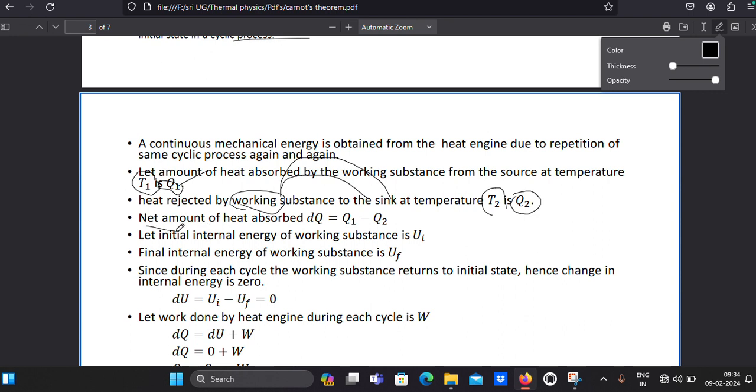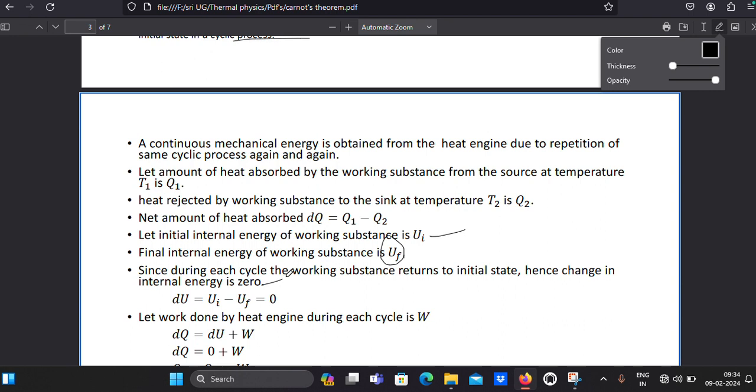Net amount of heat absorbed, dQ, is equal to Q1 minus Q2. So how much it takes from the source and how much it gives to the sink, if you take their difference, it gives the net amount of heat. Let the initial internal energy of the working substance be Ui, and the final internal energy of the working substance be Uf. Since during each cycle the working substance returns to its initial state, the change in internal energy is zero.